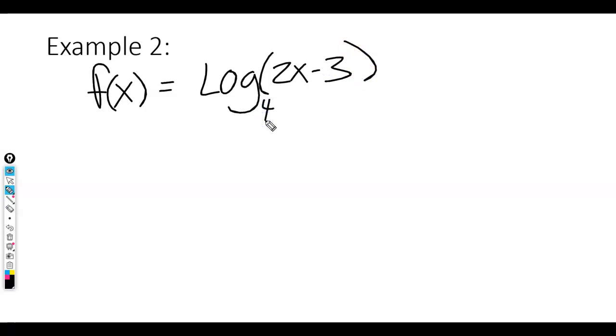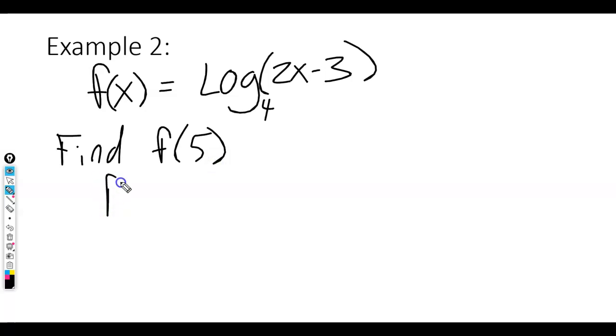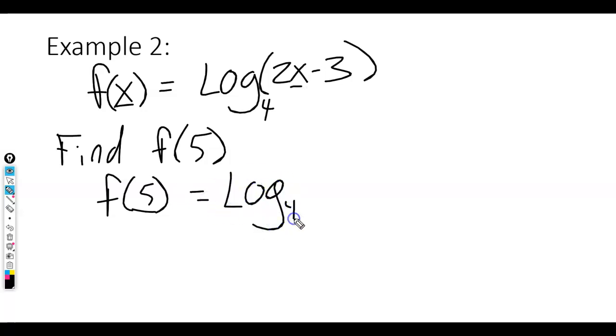And you're going to be asked to find what, for instance, f of 5 would be. What is f of 5? Okay. Well, first of all, when you're looking for f of 5, what that means is plug 5 in for x. So f of 5 is going to be log base 4 of 2 times 5 minus 3.